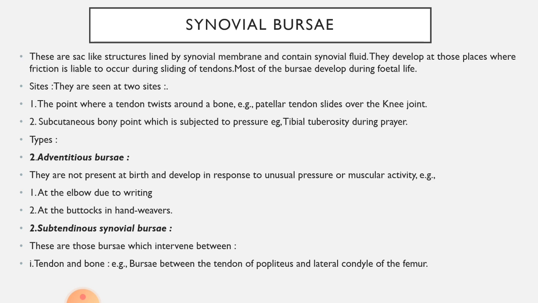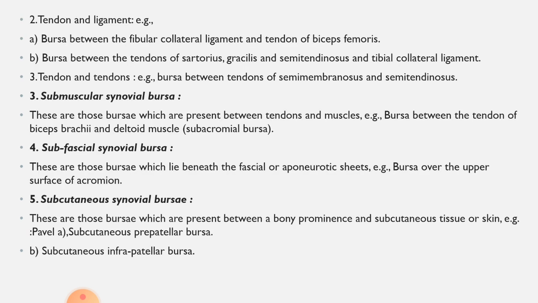Subtendinous synovial bursa. These are bursae which intervene between the tendon and bone, for example between the tendon of the popliteus and the lateral condyle of the femur, which is the distal part of the femur. Then between tendon and ligament, for example the bursa between the fibular collateral ligament, which is the ligament around the knee joint, and the tendon of the biceps femoris, which is a muscle of your thigh. Also the bursa between the tendons of sartorius, gracilis and semitendinosus and the tibial collateral ligament. And between tendons, the bursa between the tendons of semimembranosus and semitendinosus.